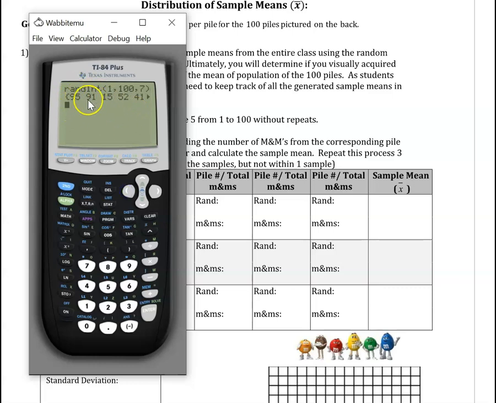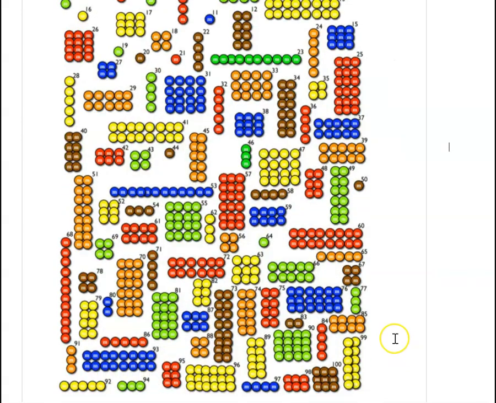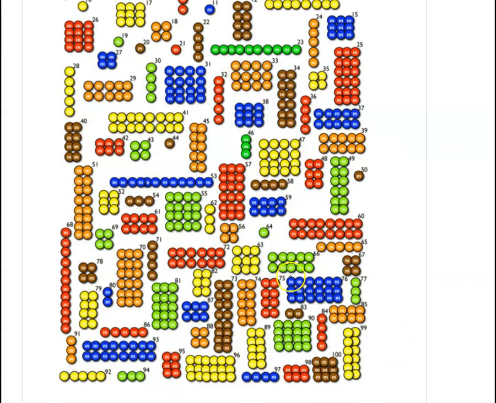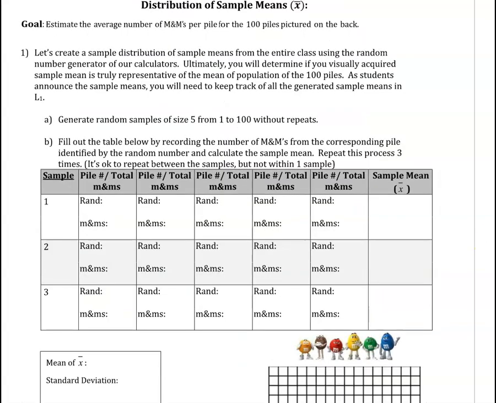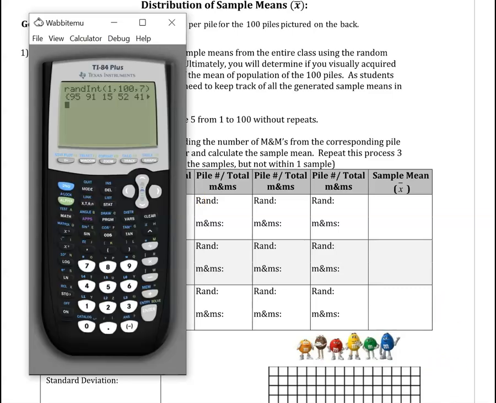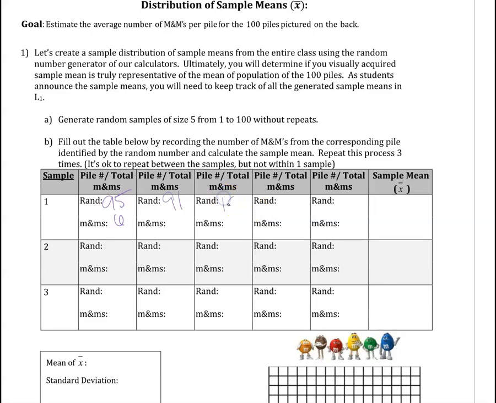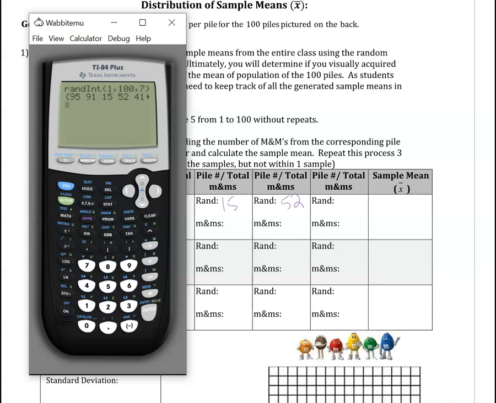So this 95 that came up is representing pile number 95, which is down here. And there are 6 M&Ms. So if I go to my notes, okay, this was 95. And this was 6 M&Ms. My next number was 91. Here, I'll just list this out. 91, 15, 52, and 41.